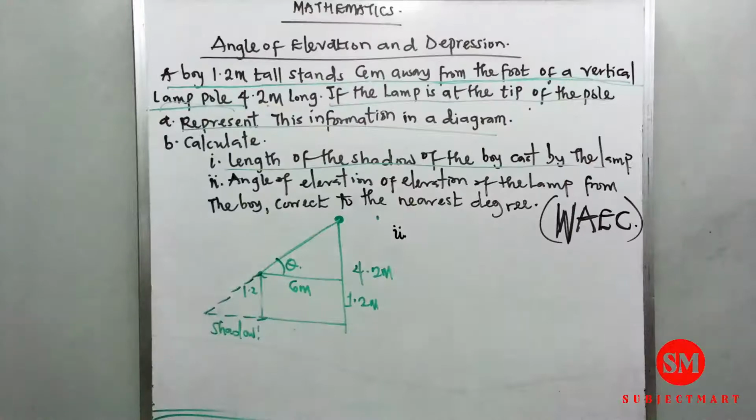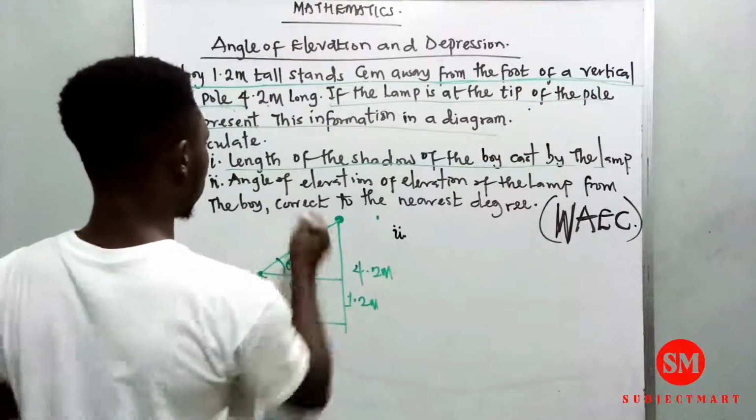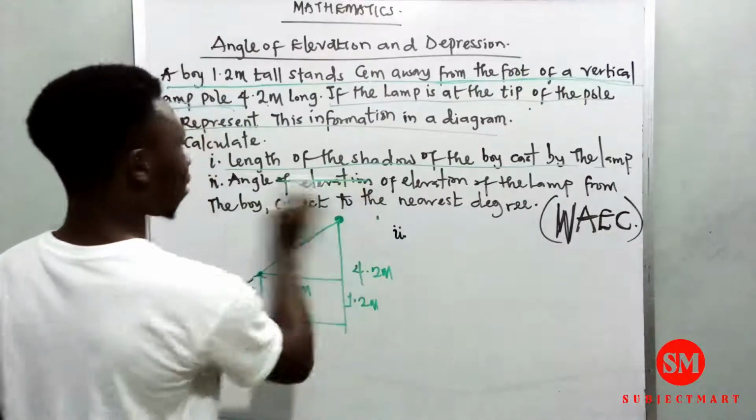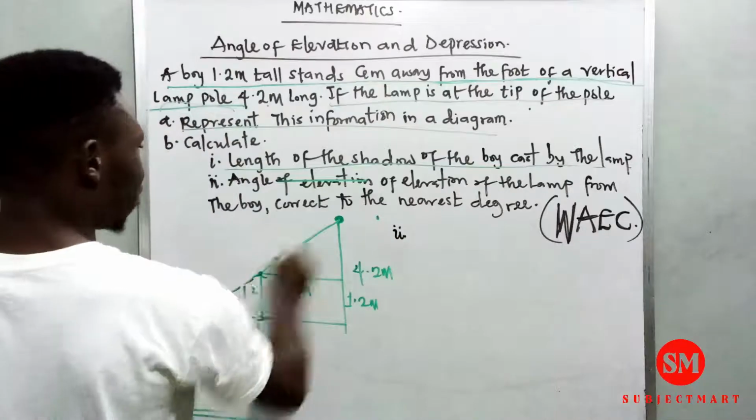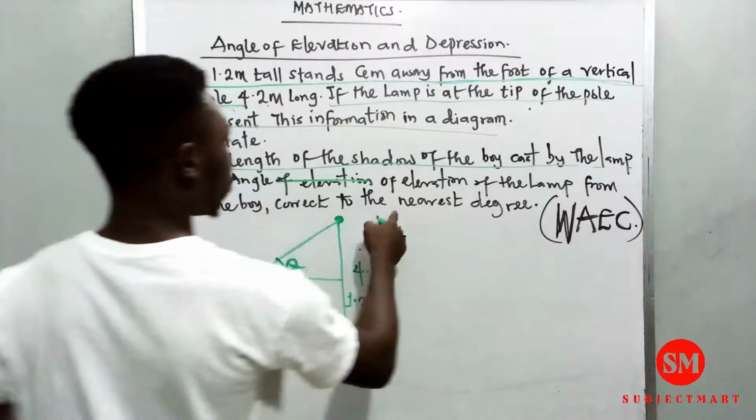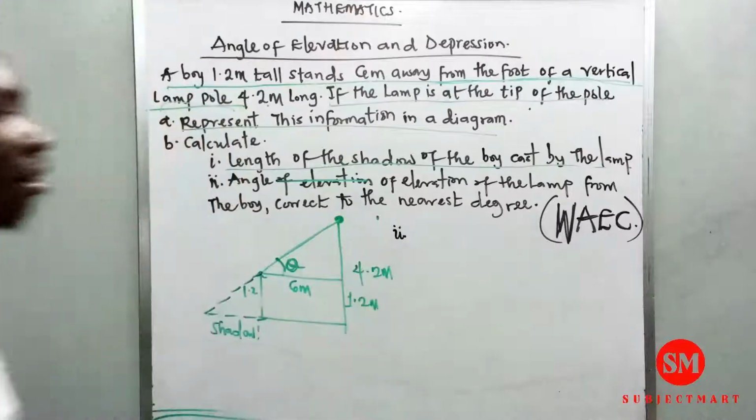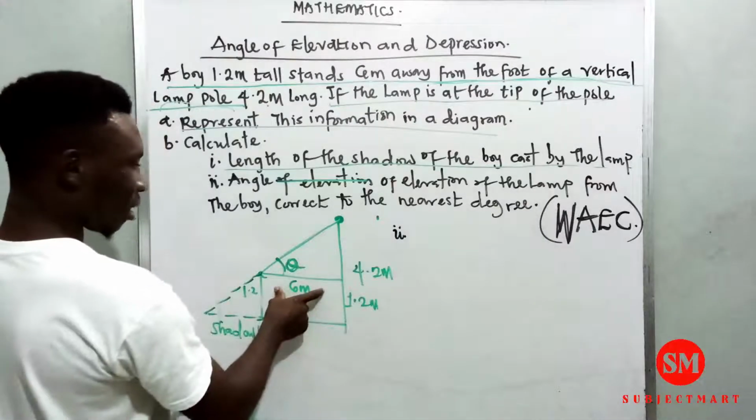And what does theta tell us? It says the angle of elevation. Okay, the angle of elevation. We'll have a repetition here. So I cancel this. The angle of elevation of the lamp from the boy is the theta here. From the boy, correct to the nearest degree.